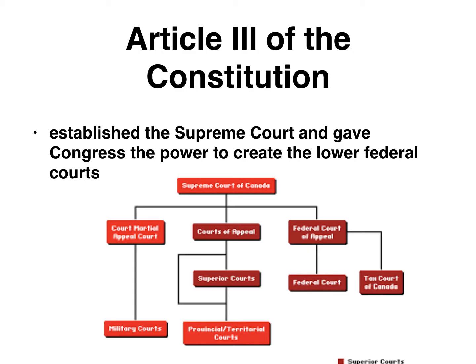Article 3 of the Constitution calls for the establishment of a Supreme Court and other lower courts. But, like many aspects of the Constitution, the meaning of Article 3 and its implication was left open to interpretation by Congress.